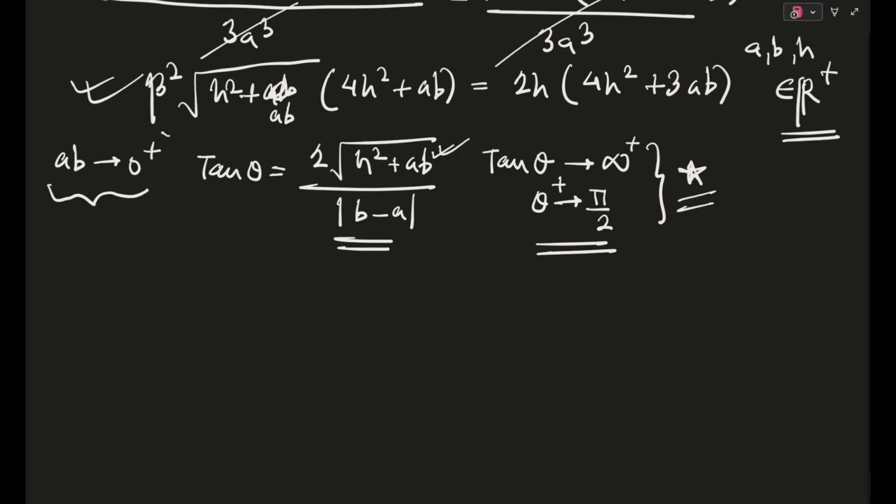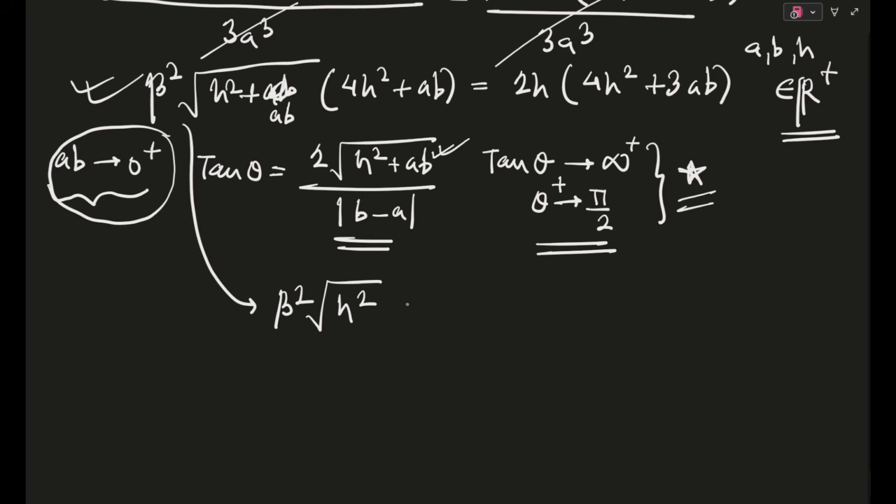So I guess if we take AB tending to 0 plus, it will not only make our equation simpler, it will also satisfy the given condition. Because if M1 and M2 satisfy whatever is given, then it's no harm to take M1 and M2 like this. So guys, if we take AB tending to 0 plus, then our equation will come out to be beta square root h square. This is not an approximation equation, I would say, but an equation where AB tends to 0 plus.